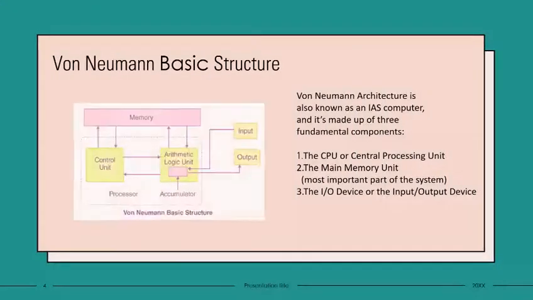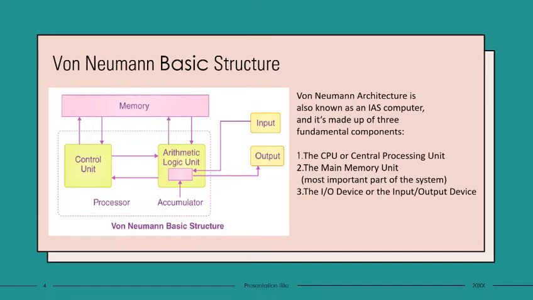Structure of von Neumann architecture. Von Neumann architecture is also known as an IAS computer, and it is made up of the following components: the CPU, central processing unit, main memory, RAM, input-output devices, and a bus connecting these components.